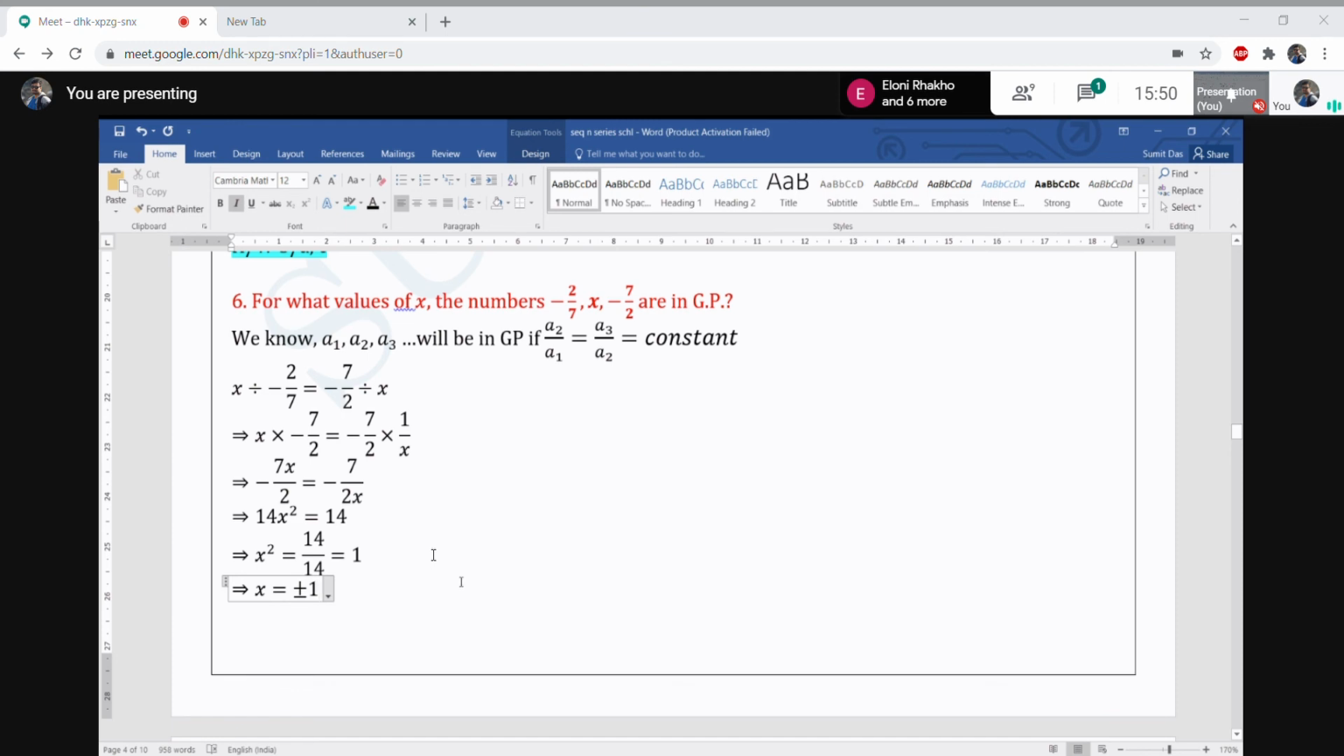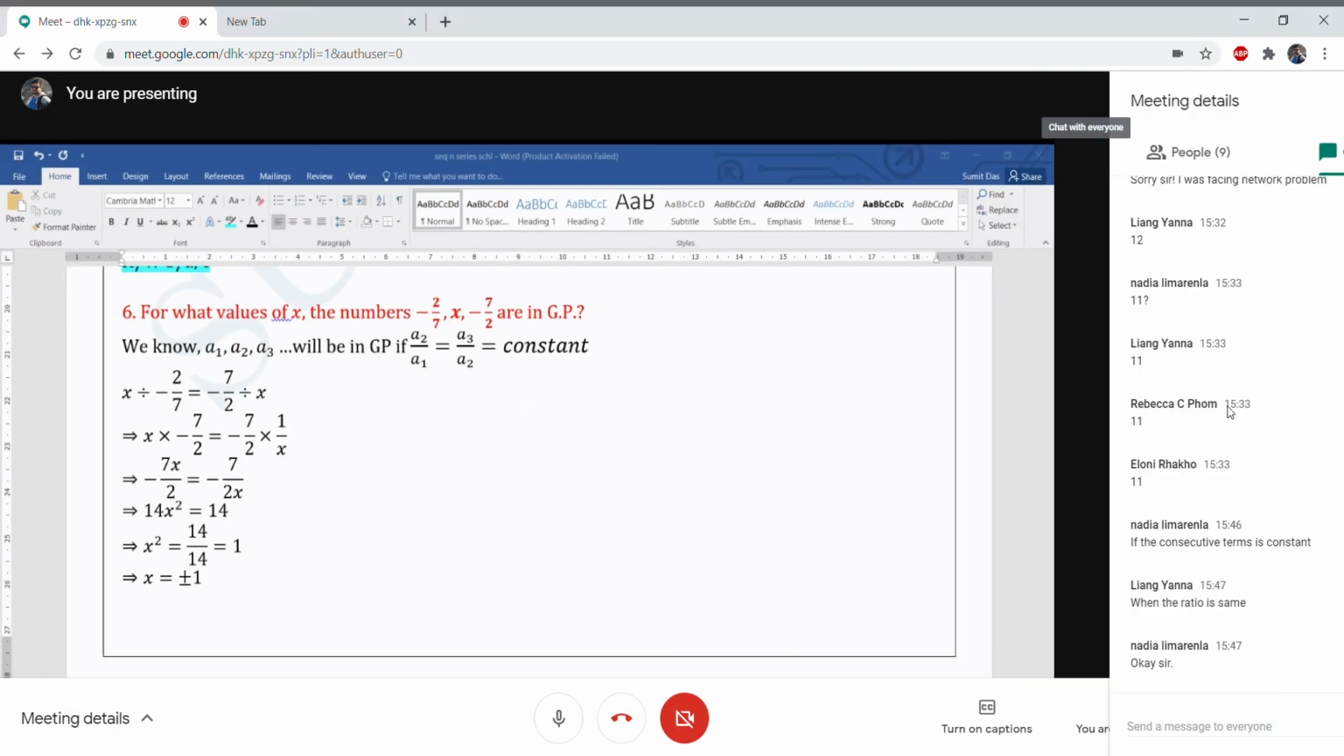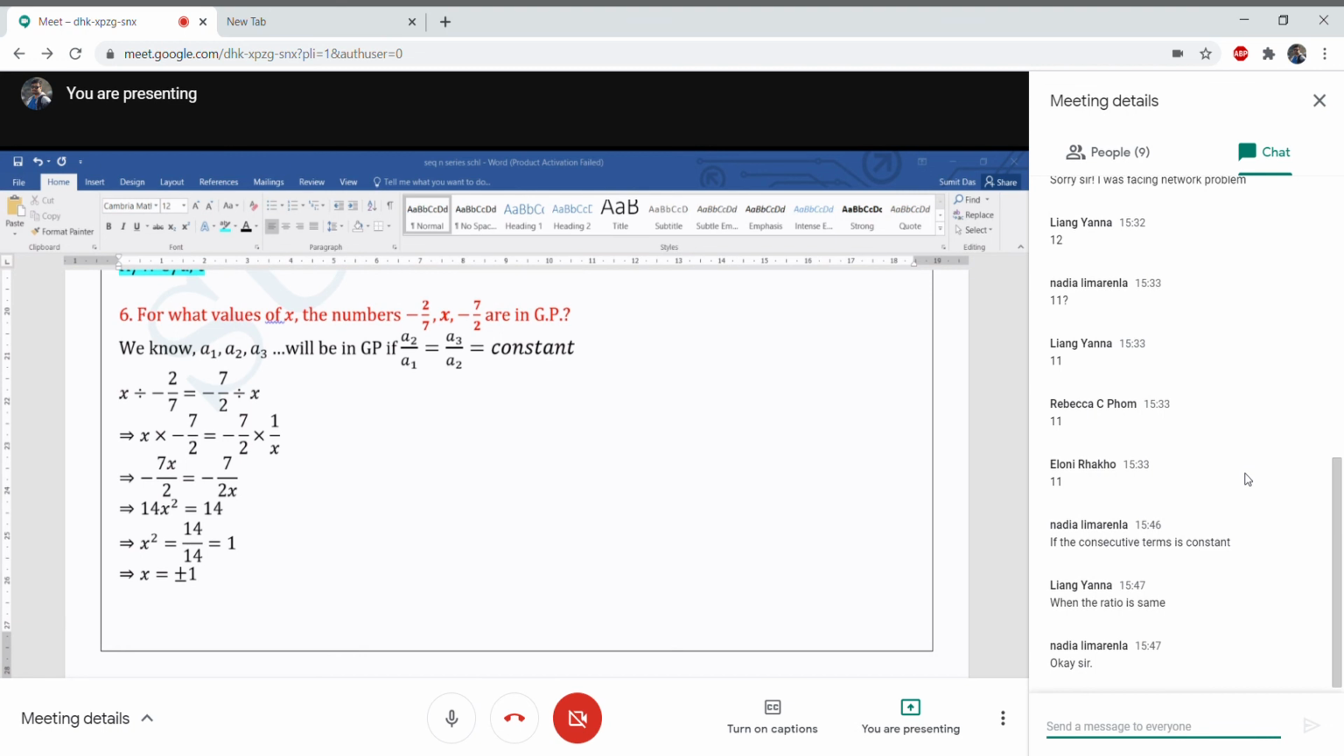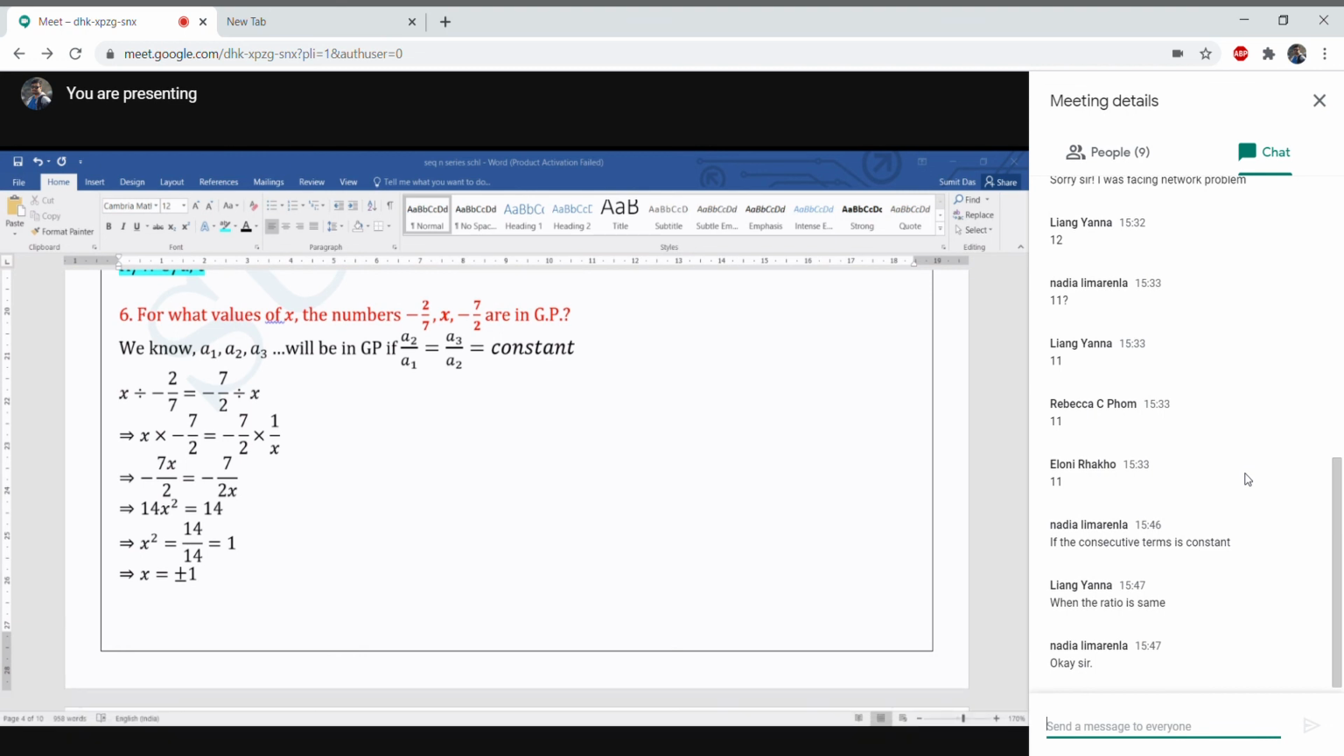We know that if x square equals 1, x equals plus minus 1. But here one value of x will be accepted, either plus 1 or minus 1. Can anyone tell me what the value of x will be, plus 1 or minus 1? We got x equal to plus minus 1, right? So is x plus 1 or minus 1? Fast reply.